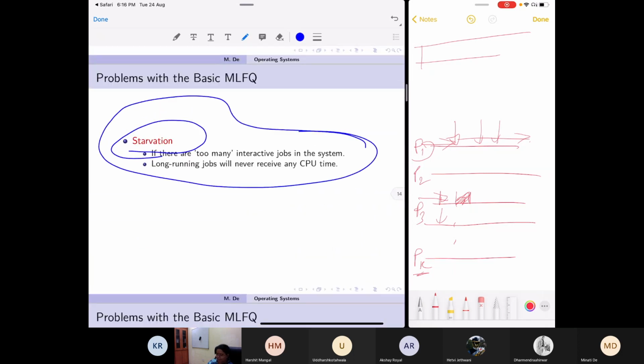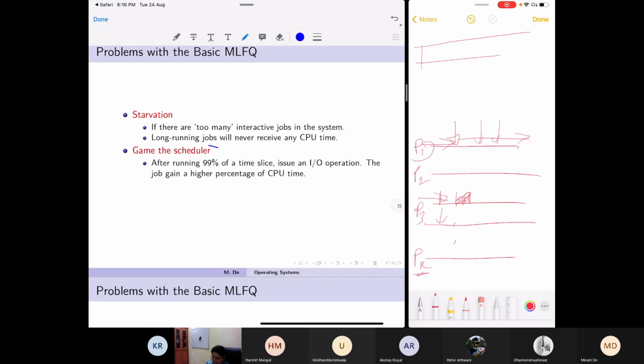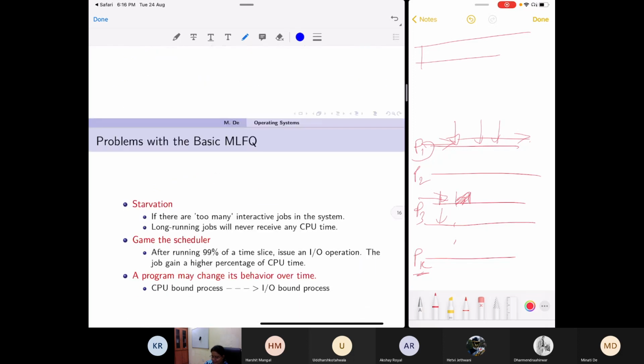So starvation is a very big problem with respect to the current situation, whatever we have. So we need to come out of this starvation. There should not be starvation like this. Okay, this is one problem. Another problem is, as I mentioned, gaming. You can fool the system. After running 99% of the time slice of the highest priority level, you just go for IO, or maybe just block yourself. You just invoke the block system call, which will block yourself, and you keep gaining the highest priority. So this is another problem.